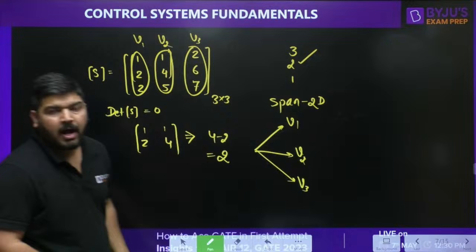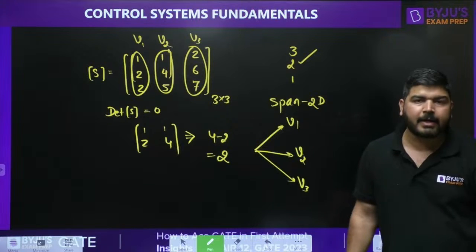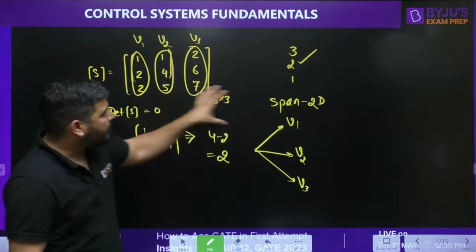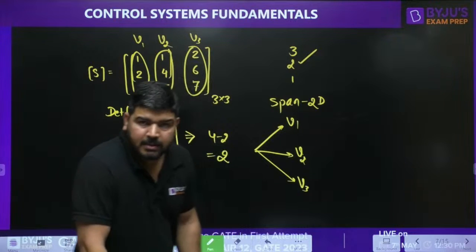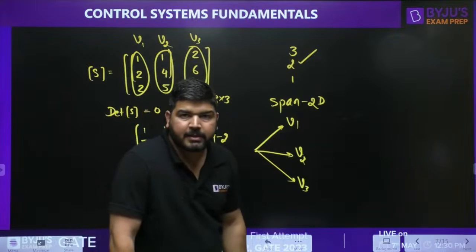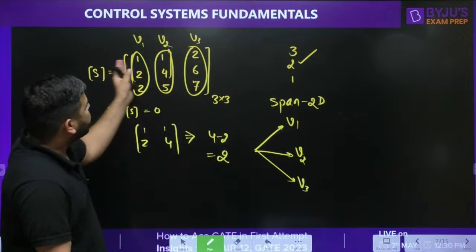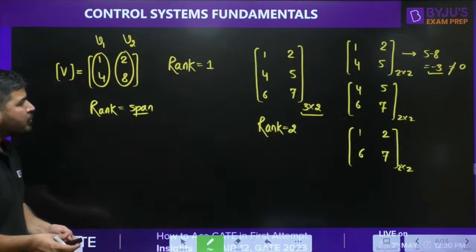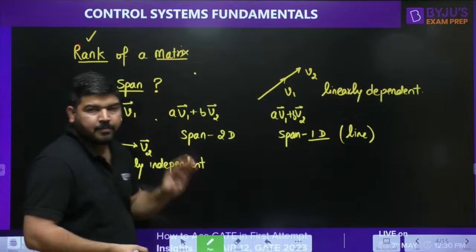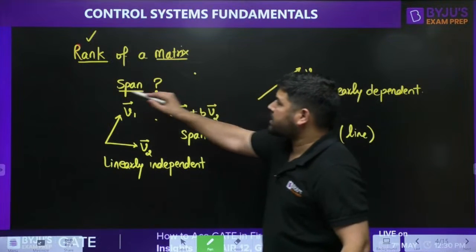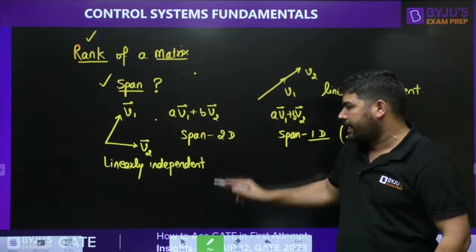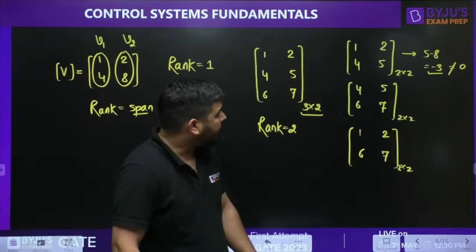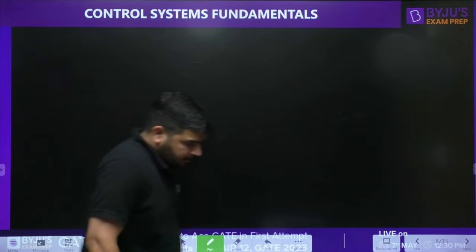I hope it is clear how to check whether the vectors are linearly dependent or independent with the help of rank. So with the help of rank, you can check the dependency. So these vectors are linearly dependent. I hope it is clear. So I told you about rank. Rank is related with span, and span is related with linearly dependent and independent vectors. I hope it is clear. Okay, now let's move ahead.